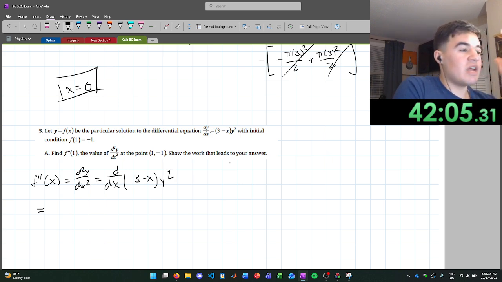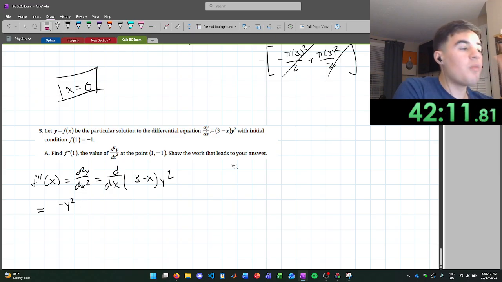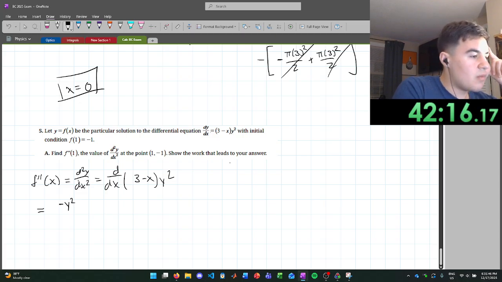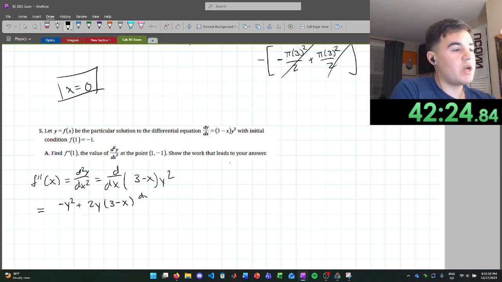Product rule this, so we take the left derivative, which is -1, or negative y squared, plus, negative y squared. We didn't take the derivative of y, we took the derivative of x, which is fine. Plus, and then derivative of the right side times the left, so it's going to be 2y times 3 minus x, and then derivative of y is dy dx. Then we could plug in values.